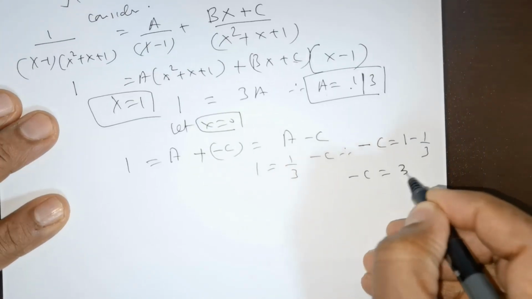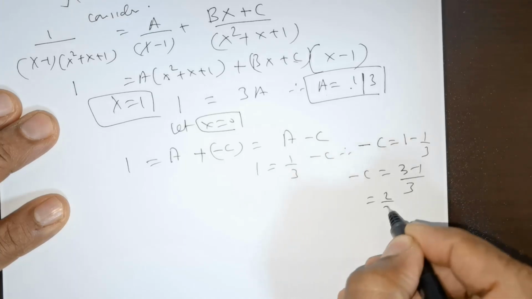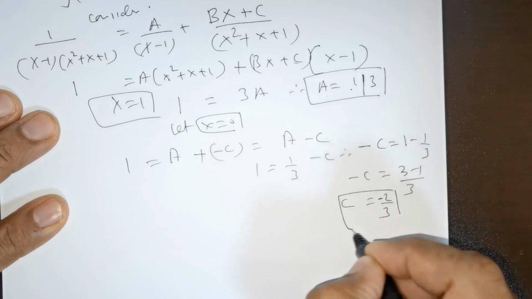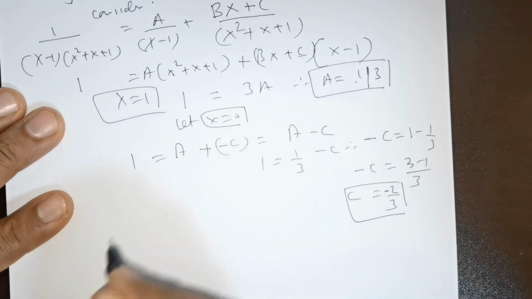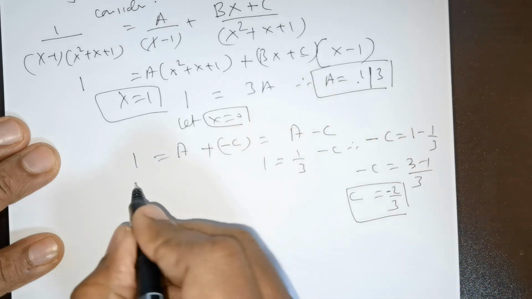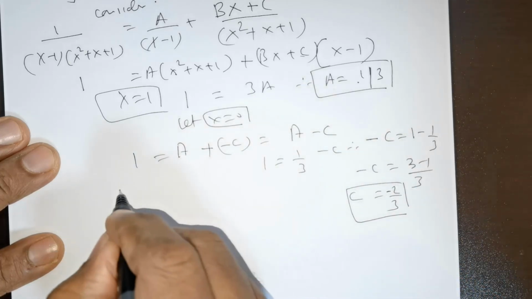Negative c is equal to 3 minus 1 over 3, which is 2 over 3. Since you have a negative here, push the negative to the other side, you get c is equal to negative 2 over 3. Now you got a and you got c, you need to get the value for b.